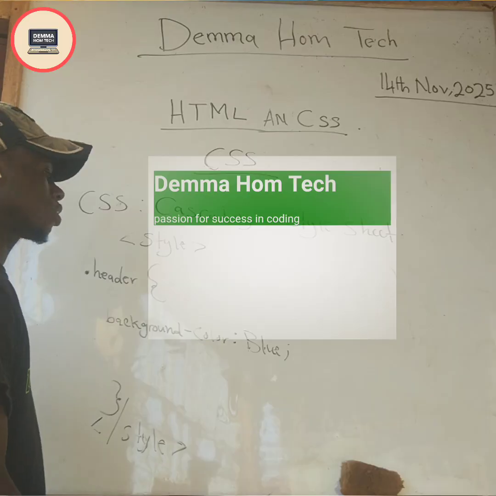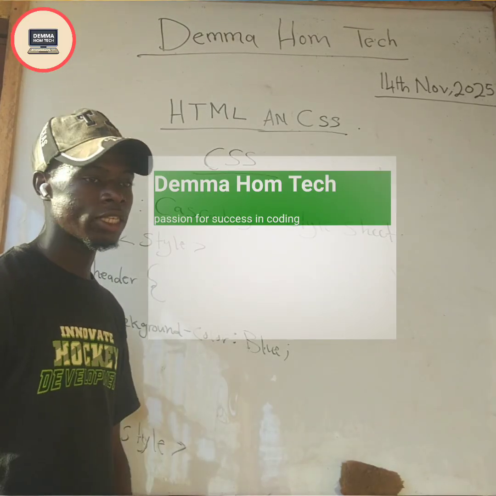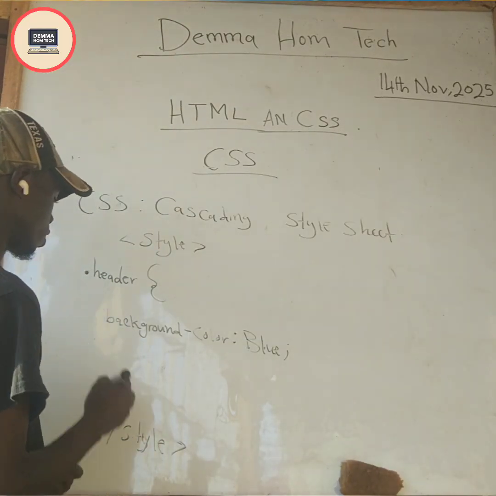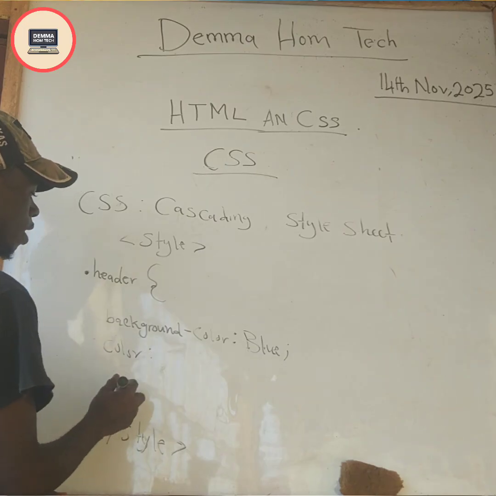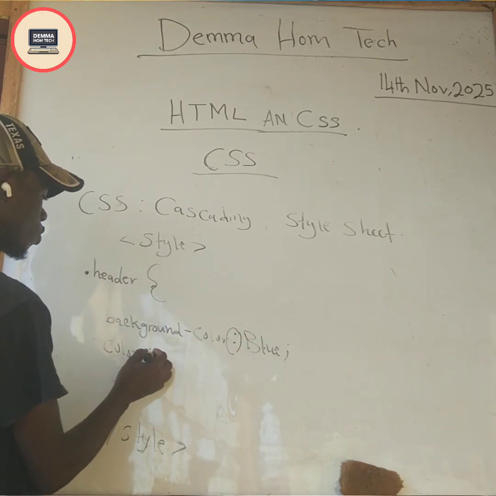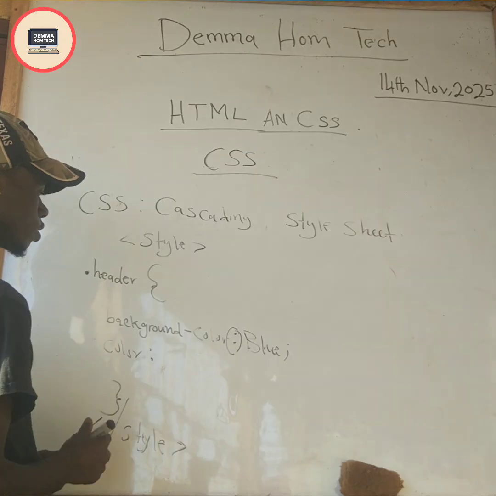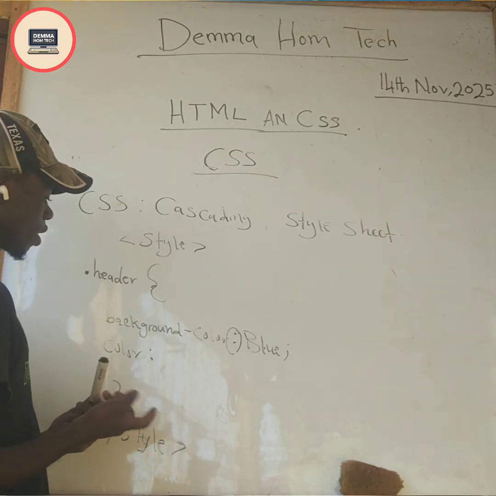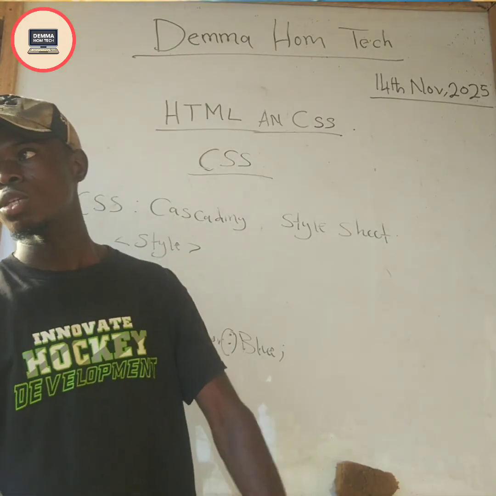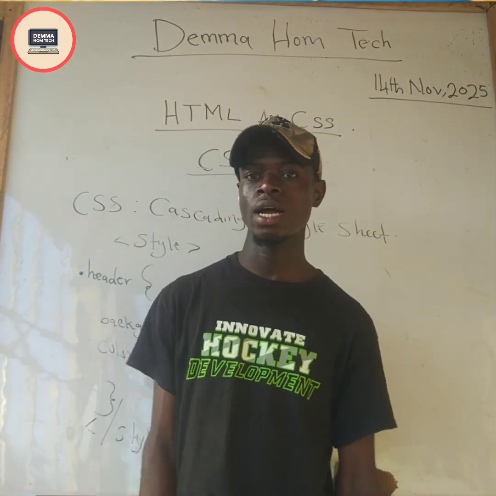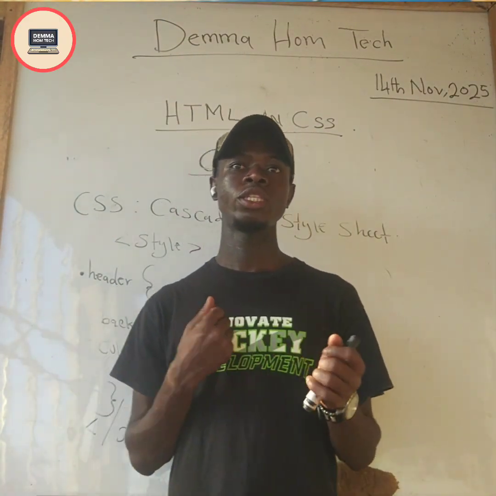So when you want to change the text color, the text itself, not the background, you use what? Just color. You just write color. Then I said don't forget about this. The semicolon is very important. Then you bring your semicolon. Then let's say white. This is how it is done. See, HTML is used to structure, then CSS is used to style your HTML sheet.